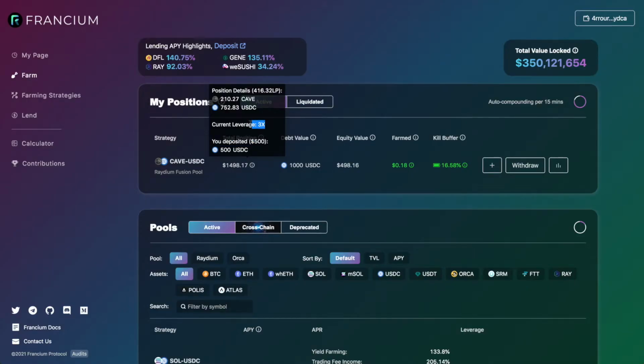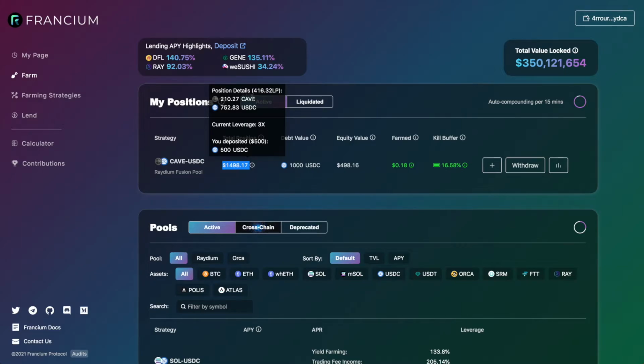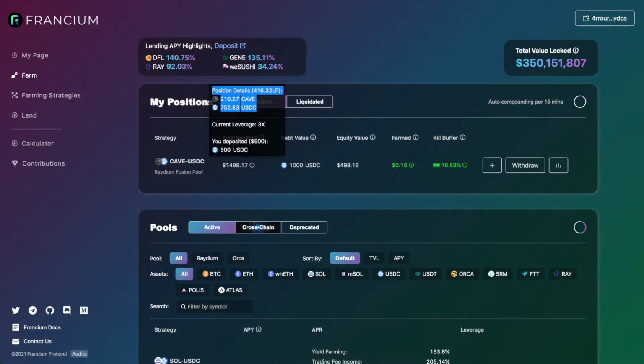I deposited $500 with 3x leverage, which means that I basically have a $1,500 position on, which is 210 Cave tokens and 752 USDC tokens, or 416 LP tokens. You can see this breakdown in the position right here. So what this means is if Cave goes up 5x, I only have 210 Cave tokens rather than a full $500 worth, or I guess $500 with 3x leverage worth, because I'm not just buying Cave tokens at 3x leverage.